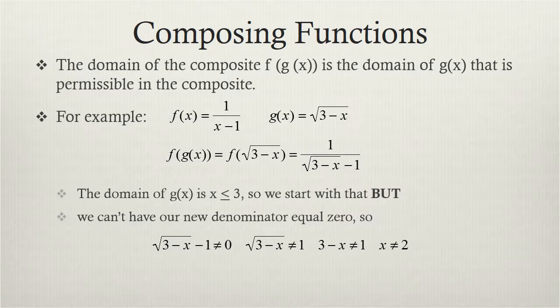So in addition to that, we need to say that the square root of 3 minus x minus 1 cannot be 0, which means the square root of 3 minus x cannot be 1, or 3 minus x cannot be 1. Square both sides, so x cannot be 2. So my final domain is that x is less than or equal to 3, and x is not equal to 2.